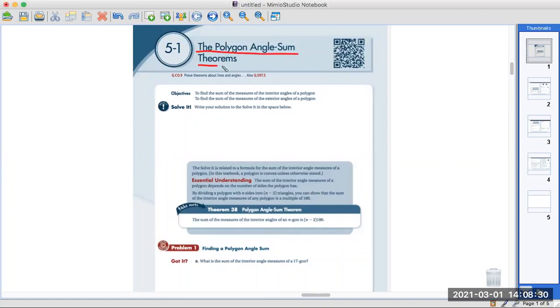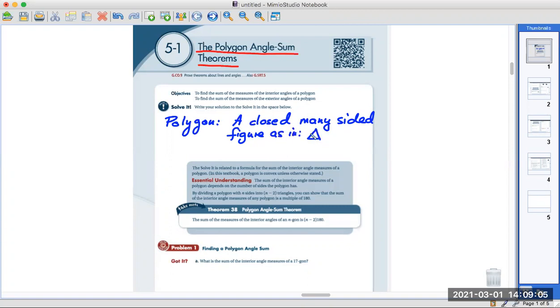And what a polygon is, a closed many-sided figure. And the word poly means many. So the first closed many-sided figure we know is a triangle. So a triangle has 3 sides and it's closed, so that's a polygon, a 3-sided figure.